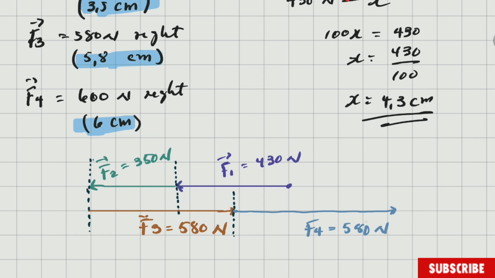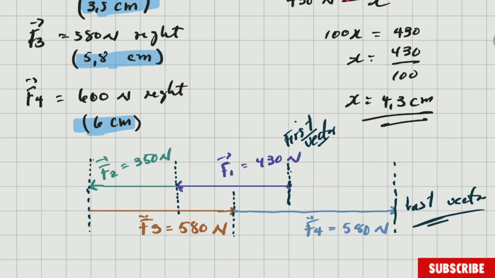Now the resultant, which is the most important one, is from the tail of the first vector you drew. This one is the first vector we drew, to the head of the last vector. This one is the last vector. Now remember, it's the last vector you drew. You can start from any vector. The result will be the same. So you start from here, you go all the way there, and this one is FR.